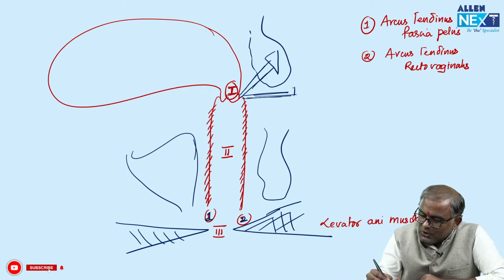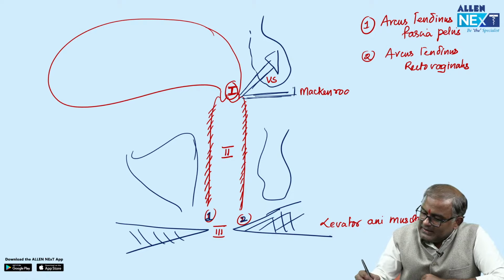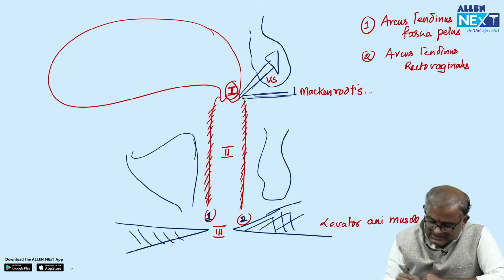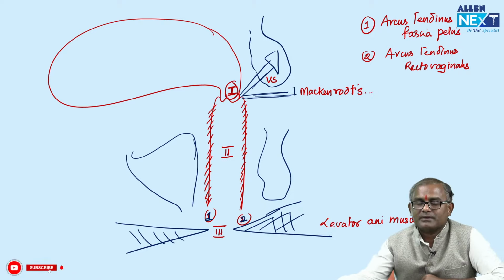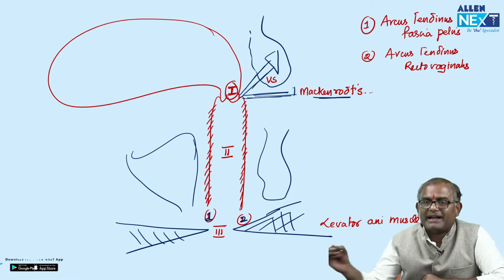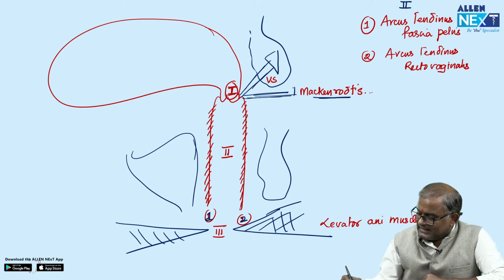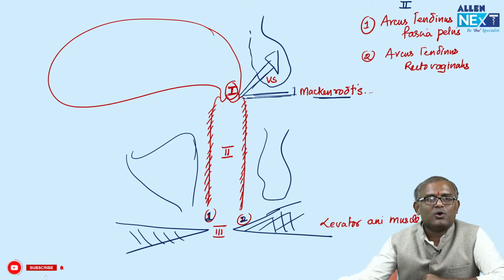It is the uterosacral and Mackenrodt's. Level 1 structures, it is a uterosacral and Mackenrodt's ligament. Please make a note of it. It is a uterosacral and what, doctor? Mackenrodt's. And what are the level 2 structures? These are the level 2 structures, and this is a level 3. You got the point, doctors?